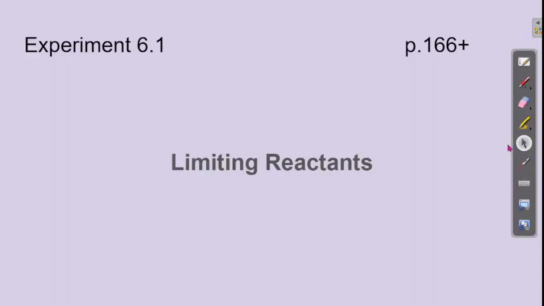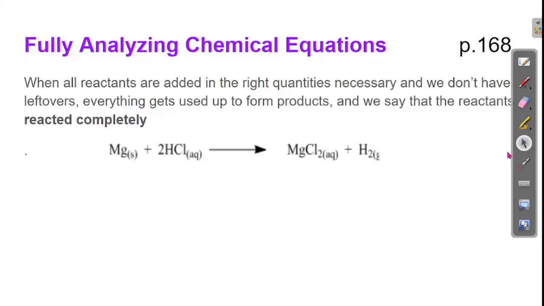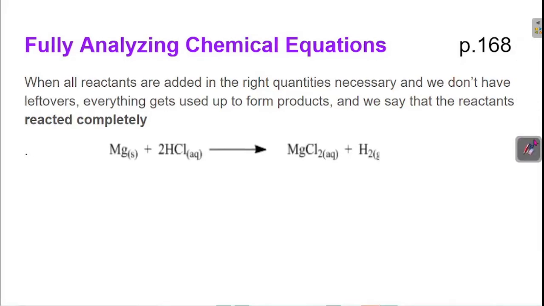Okay, you are going to be doing experiment 6.1 on page 166, in which you're going to be trying to find out the limiting reactant. Remember to ask questions next time that we meet before you turn in the lab report. If you have questions, just email me. Let me move this a tiny bit right here. Okay.